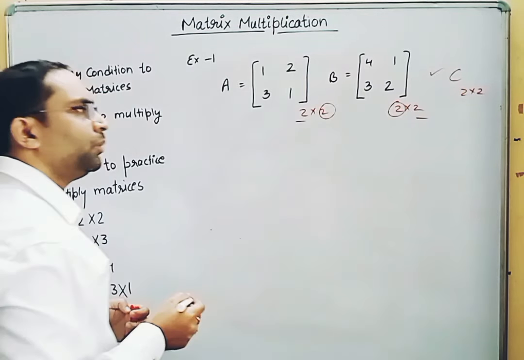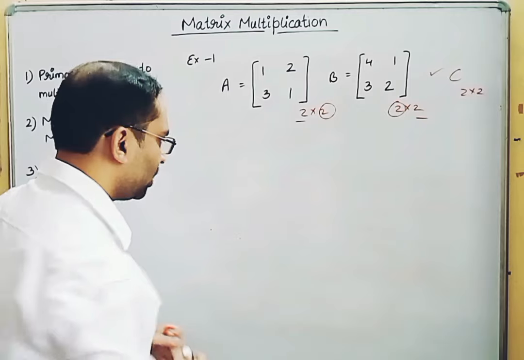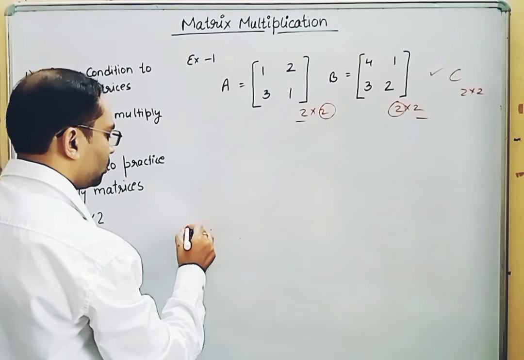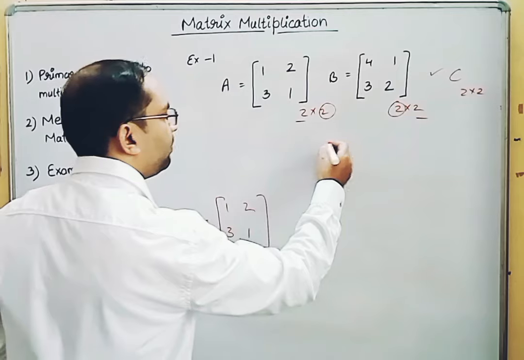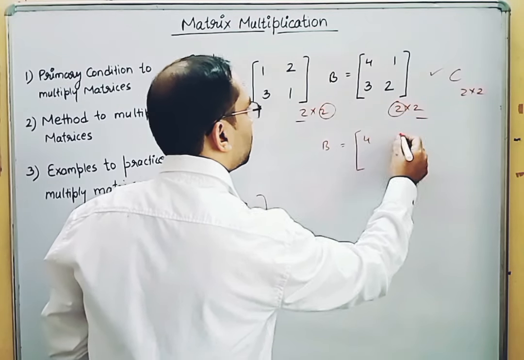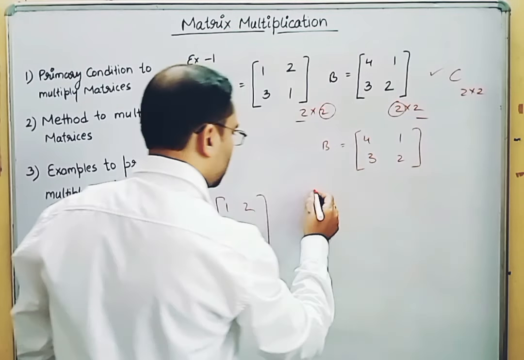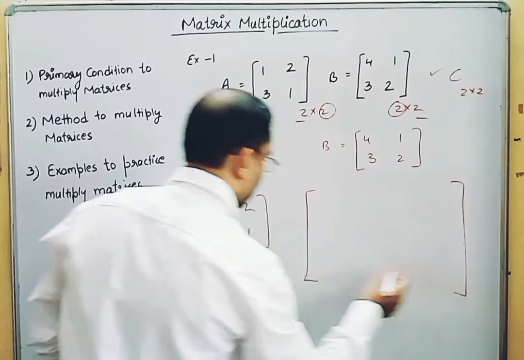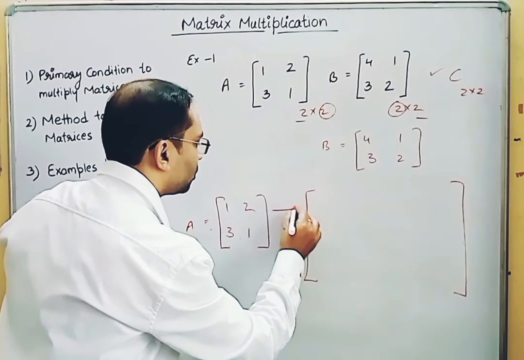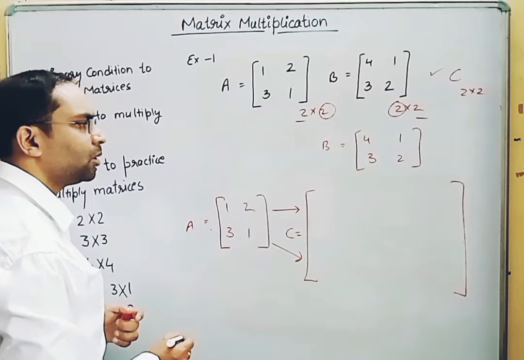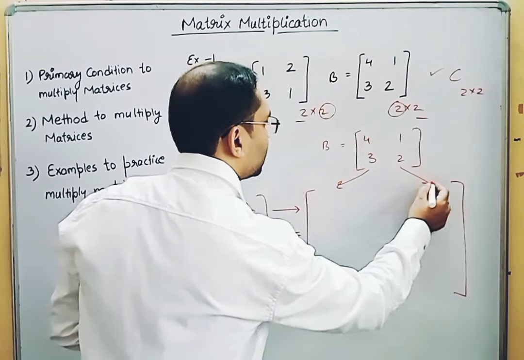So now let's solve how we can write this. Just to find out the multiplication, I simply write this matrix here. So this is A, this is 1, 2, 3, 1 and I'll write B here. So this is 4, 1, 3, 2 and this would be our resultant matrix. Let's say this would be C. So we can say we have 2 rows. So this first row will go here and second row will go here. First column will come here and second column will come here.